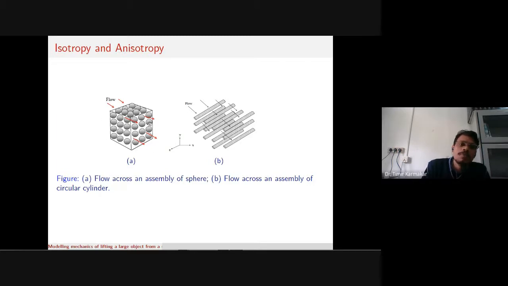But instead of spheres, if we take a cylindrical shape, then it depends on the orientation of the cylinder. So this can be considered an anisotropic porous media.